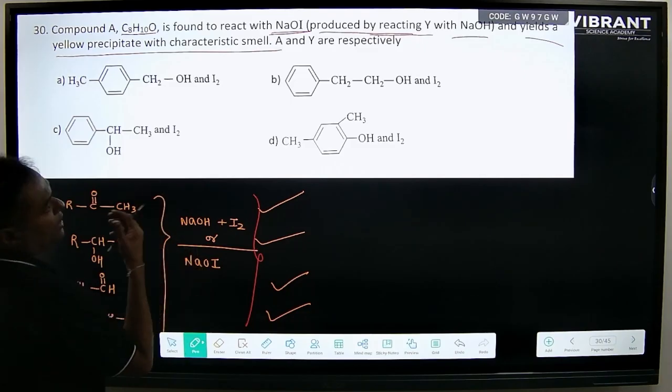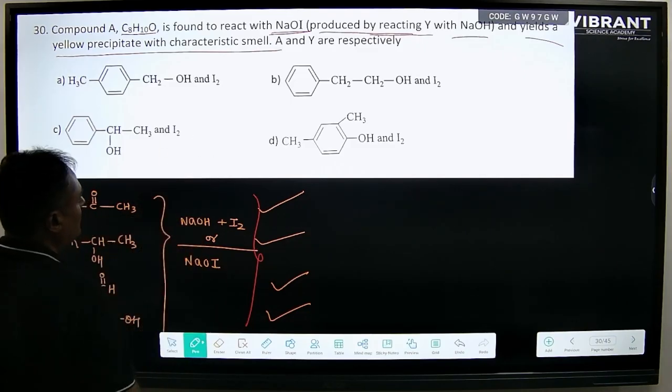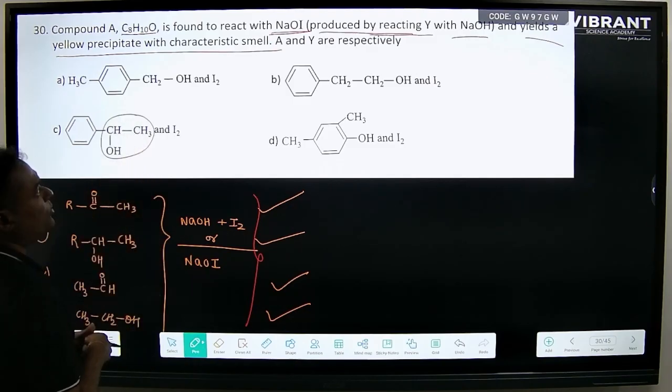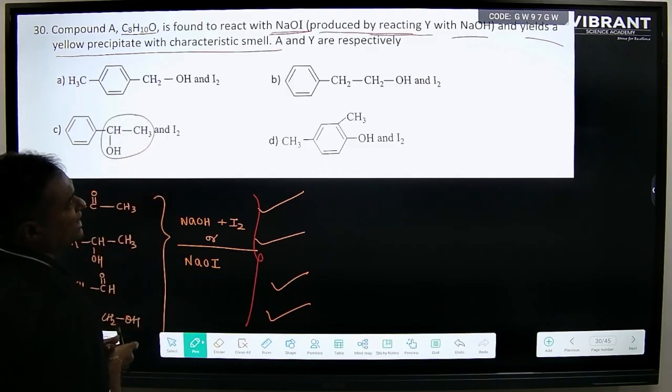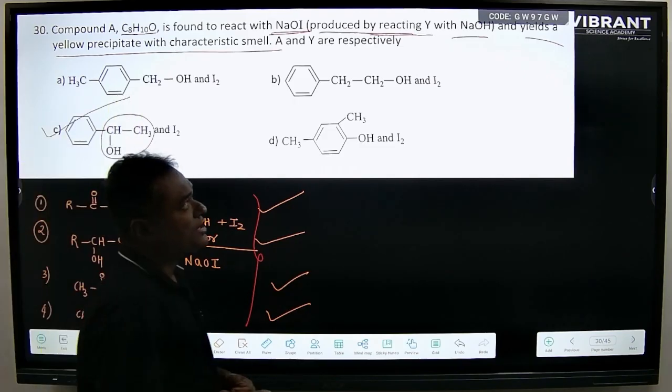You should know that I2 is given everywhere. So, that is the hint given to us. Now, it is nothing but this group which you can see can show iodoform test positive. Rest of the groups are not exactly matching. So, your correct answer has to be C. I hope this is clear, child.